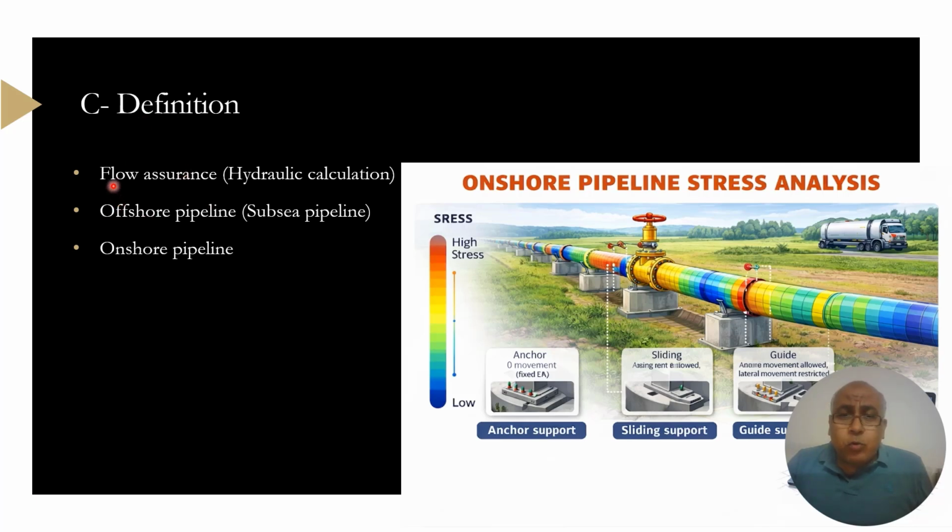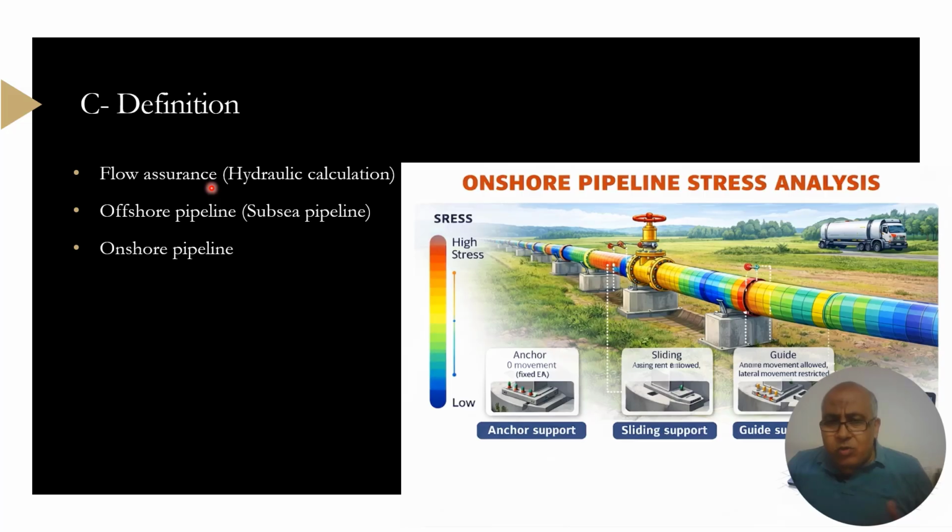Who defines the flow assurance, or the hydraulic calculation? The hydraulic calculation is done by the process engineer. The process engineer is responsible for using the software to do the hydraulic calculation, because you have the pressure for the suction and discharge, the fluid properties, the temperature, and so on. All this data goes into his simulation, and according to the simulation he decides the diameter of the pipelines. So here is the flow assurance.